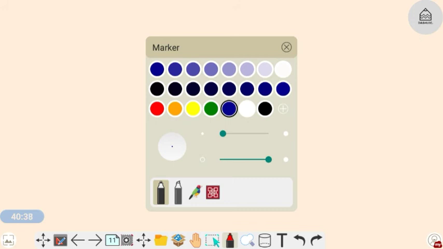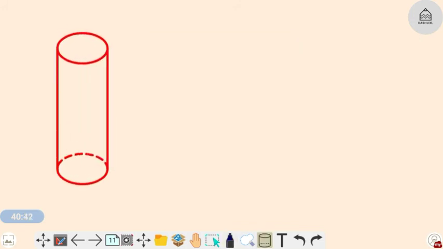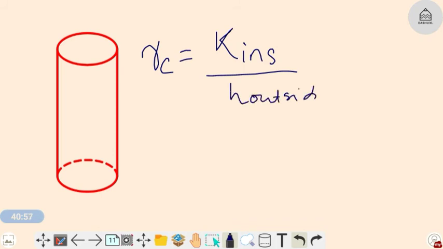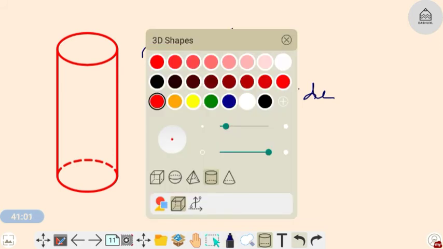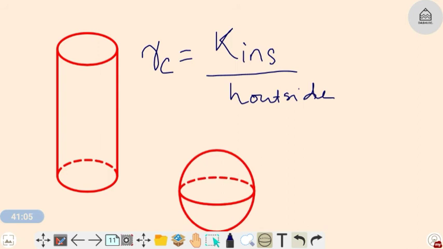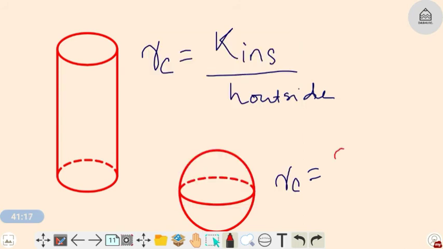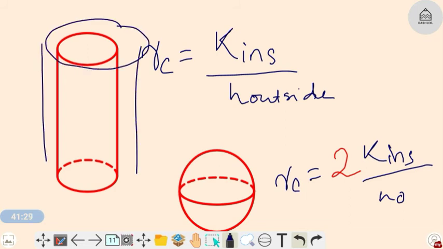So what is the critical radius of insulation? Remember the formula: for a pipe, the critical radius of insulation will be equal to K of insulation divided by H outside. And similarly for a sphere, the critical radius of insulation is 2 times K insulation divided by H outside. The K will be of the insulation that we apply here.